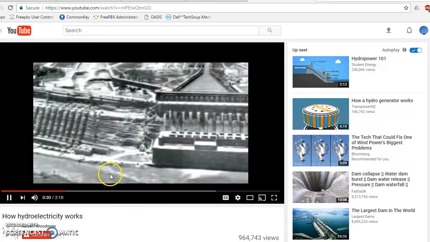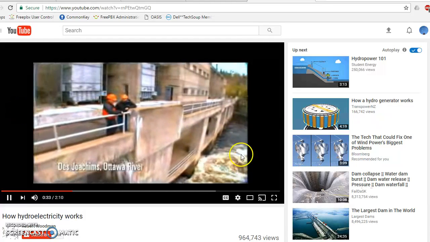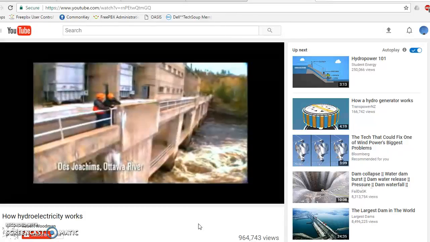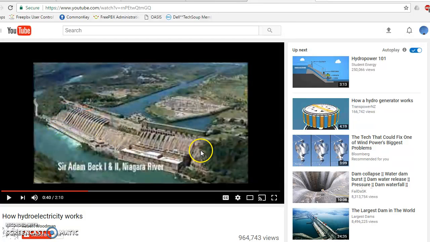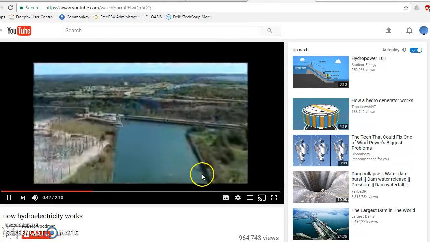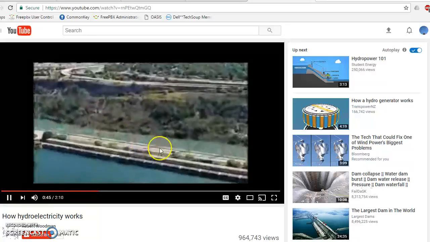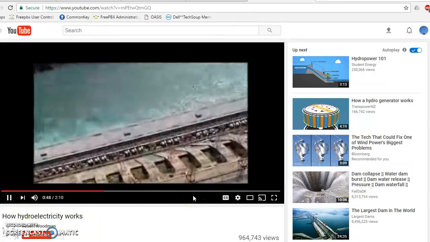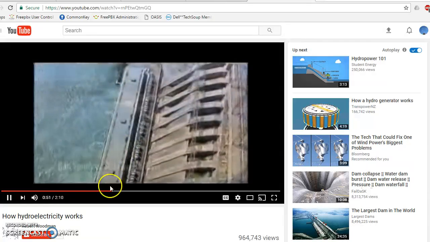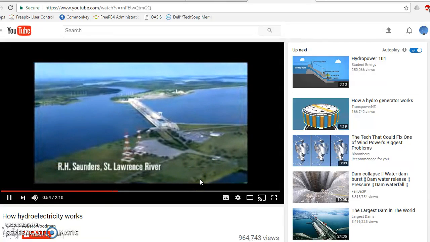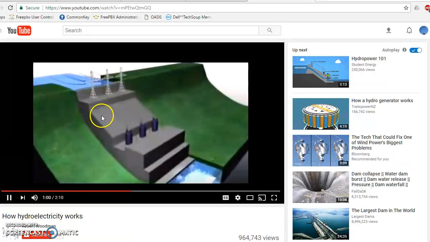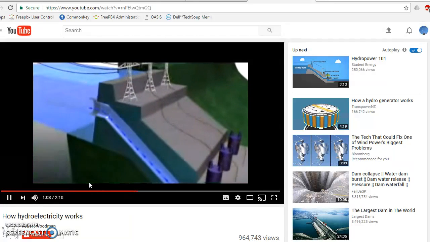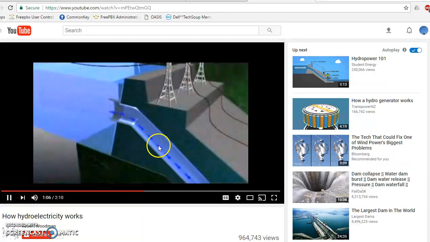So this is a turbine, and here's what the dams look like. So here you see these giant dams. I mean, they're unbelievably huge, right? These are trees over here. So here's where the water falls down. So here's what it looks like inside the dam. Here's the water. It's forced through this tube.